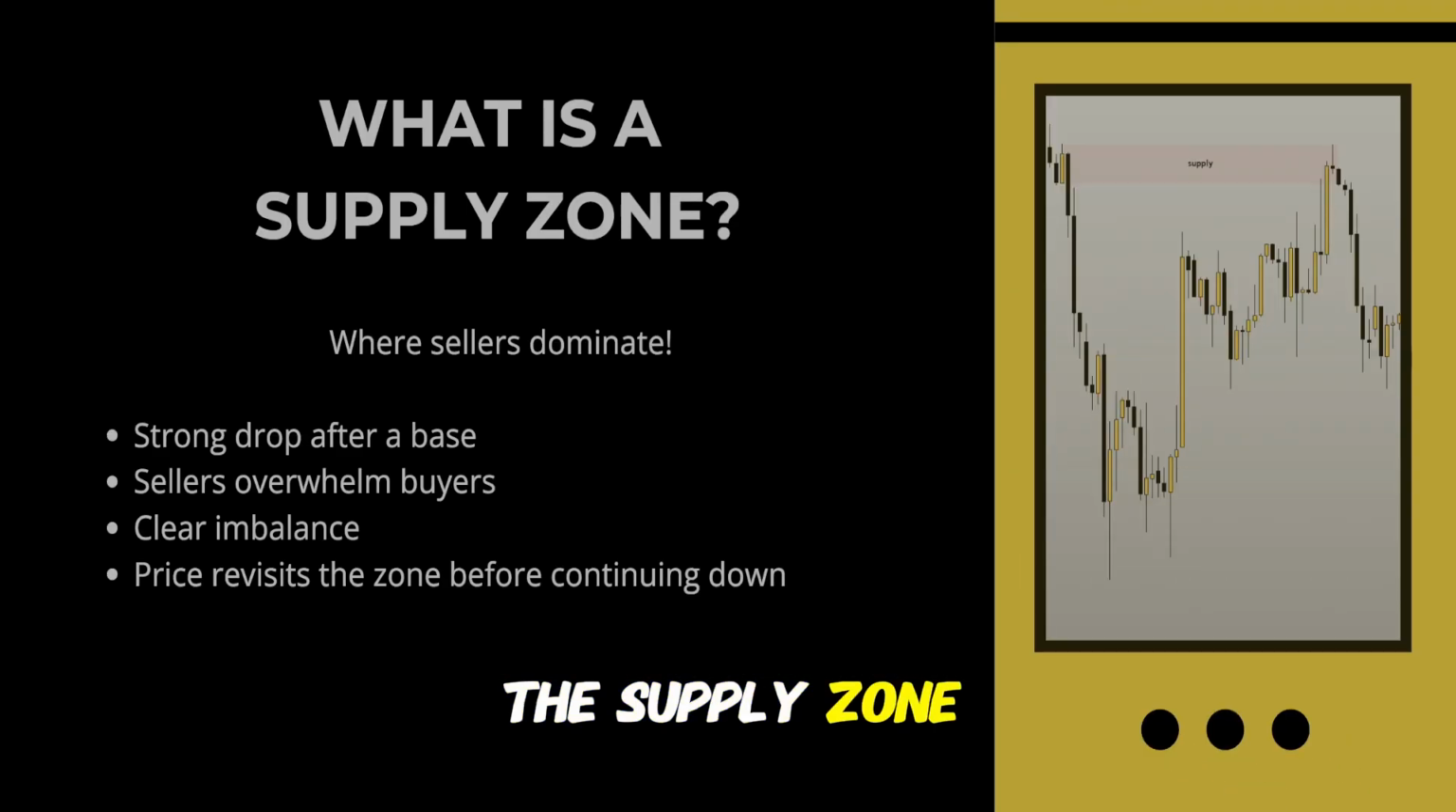A supply zone works the same way, but in the opposite direction. Sellers took control, pushed price down aggressively, and left an imbalance. Price often comes back to these levels before continuing lower.